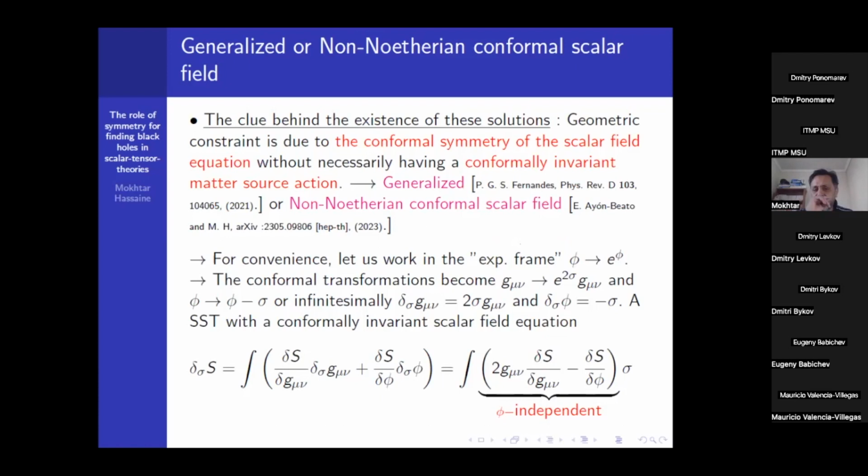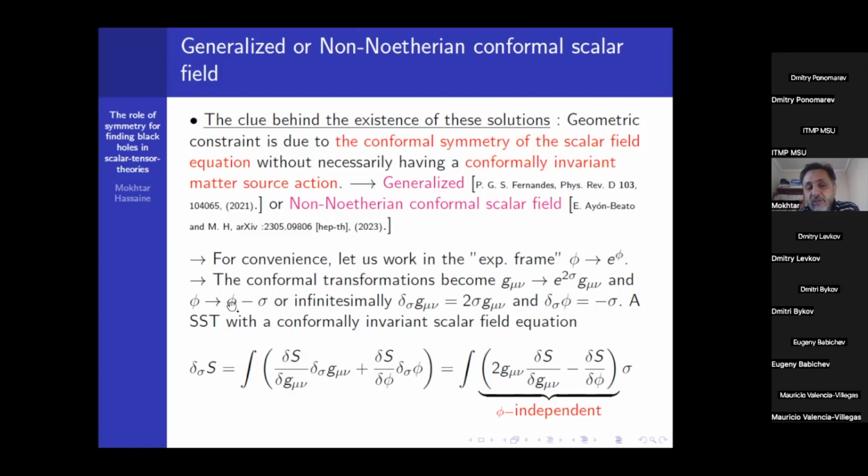And it's very simple to understand how it works. Just for simplicity, we go to the exponential frame, or the dilaton frame. I change phi by exponential phi. It's very useful to use this frame just because of simplicity. Now the conformal transformation becomes a translation because now I'm using the exponential.